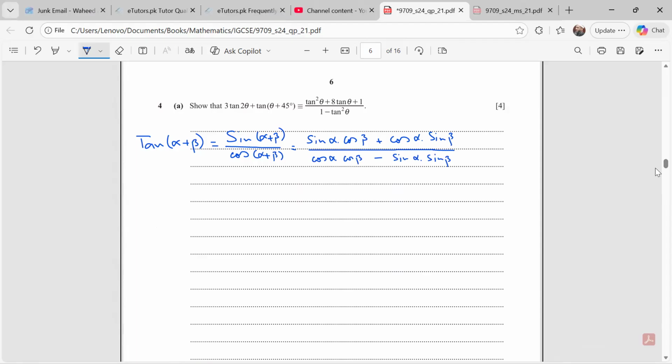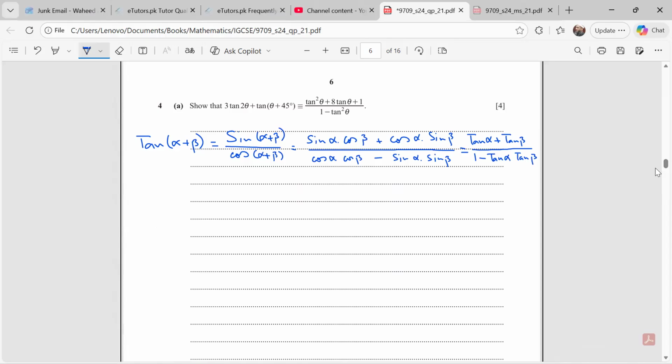Now I will divide everything by cos alpha cos beta. When I divide this part, cos alpha cos beta will cancel, and sine alpha over cos alpha will become tangent alpha. So this is tangent alpha plus, similarly, I divide this by cos alpha cos beta, so cos alpha will cancel, and sine beta over cos beta will be tangent beta, over, this will become 1, right? And minus sine alpha over cos alpha is tangent alpha, and sine beta over cos beta is tangent beta.